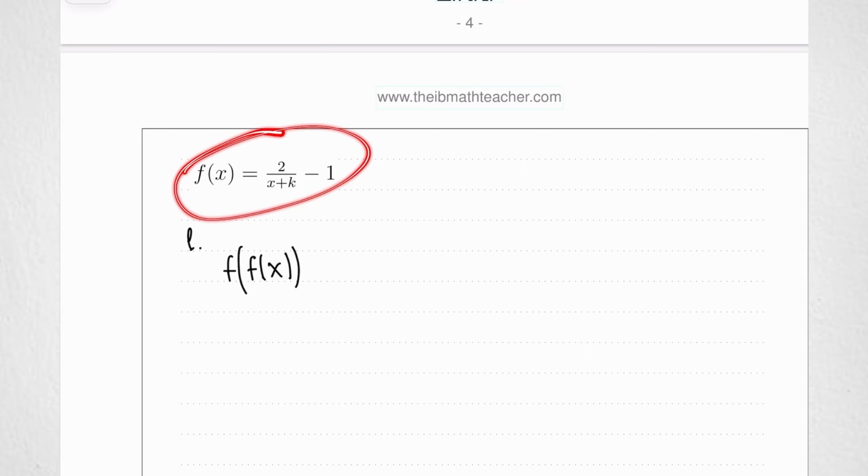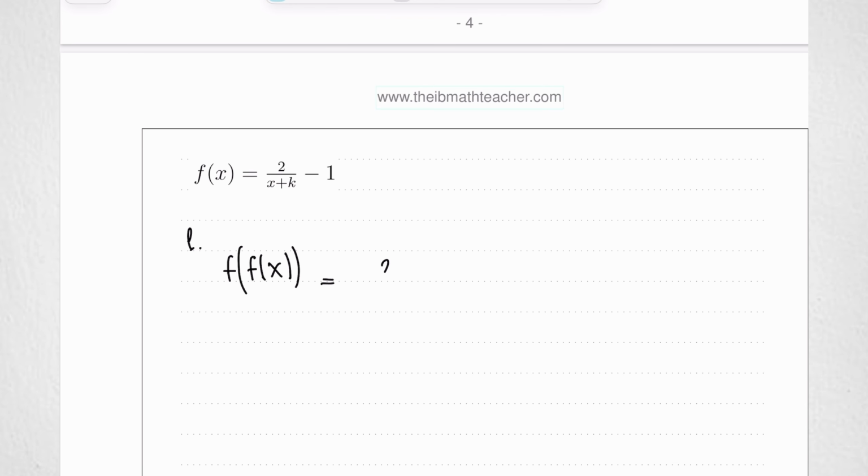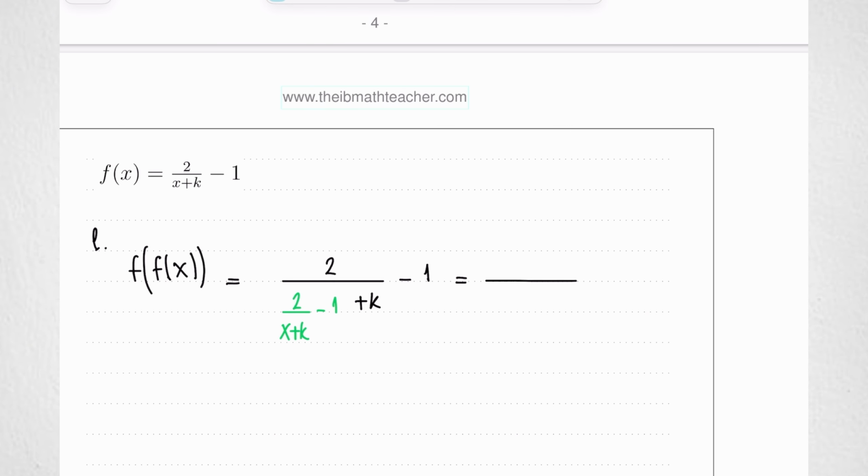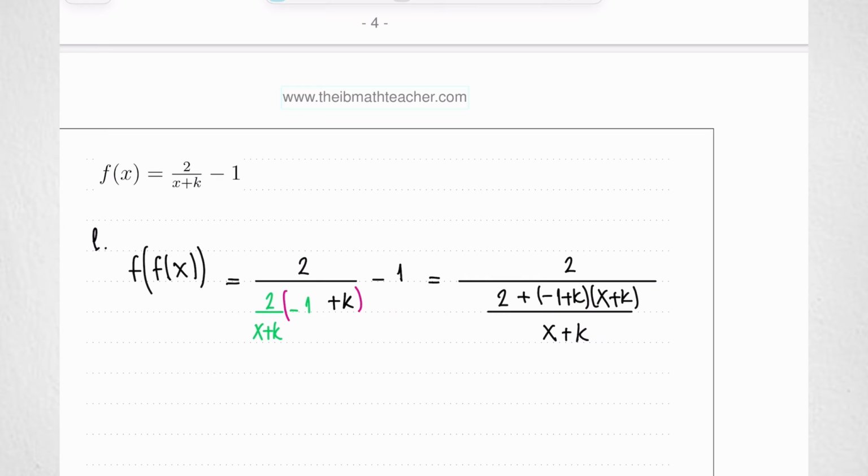Given that this is our f of x, we're going to plug in f of x in every x that shows up in f of x again, which is, by the way, only in one place, which is right here. So we have 2 over f of x plus k minus 1, and instead of this green box, obviously we're going to write f of x again. And to simplify this, we can use a common denominator in the denominator, meaning x plus k in the denominator, which will give us 2 plus this negative 1 plus k times x plus k, all this minus 1.